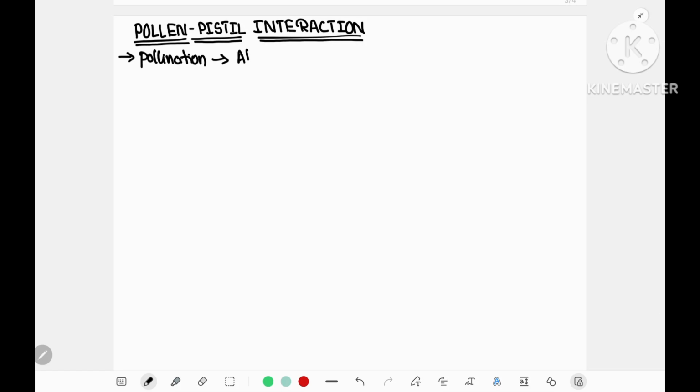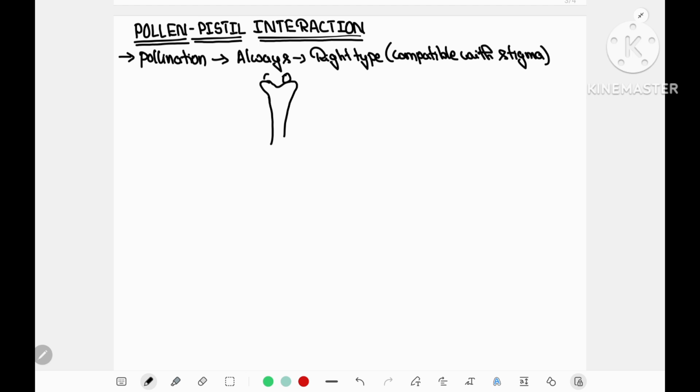In this video, let us discuss pollen-pistil interactions. Pollination is the deposition of pollen grains released from the anther onto the stigma. As and when there is pollination, it does not ensure the falling of the right type of pollen grains. The right type of pollen grains are called compatible pollen grains with the stigma. That is, the chemical composition of both should match.